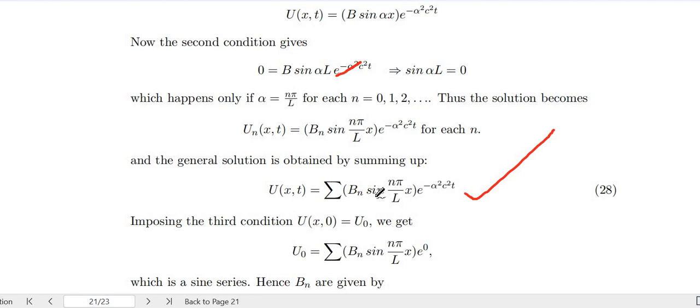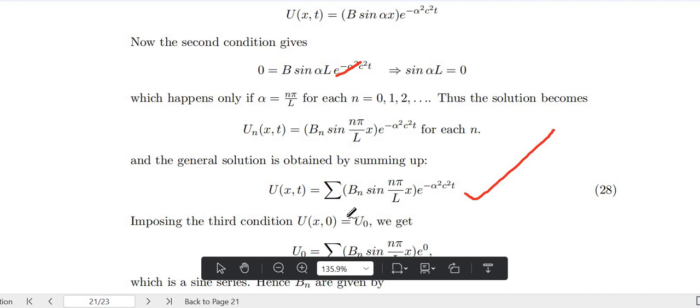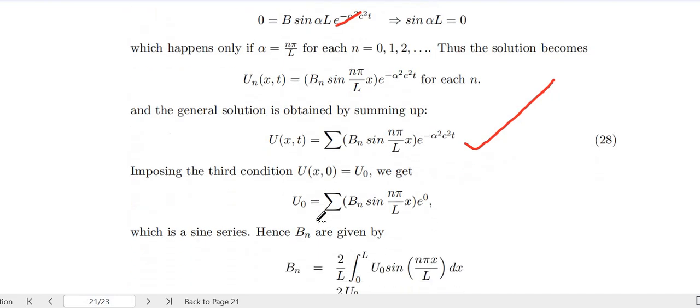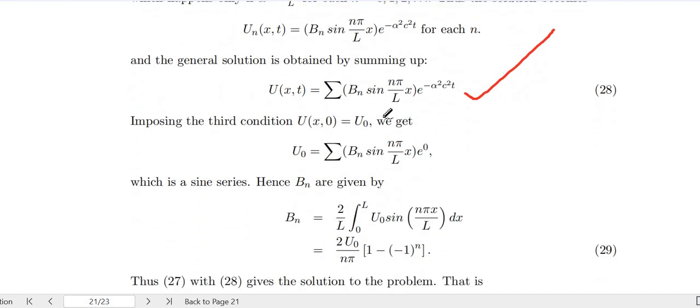Okay. Now what is remaining to be found is, of course, this alpha, which you can write as n pi by L. I have not written it. Actually it is n pi by L, so you have to replace this alpha by n square pi square by L square. So imposing the third condition, that initially the temperature at every point is equal to U naught, that gives you, when t equal to 0, the U value is equal to U naught.